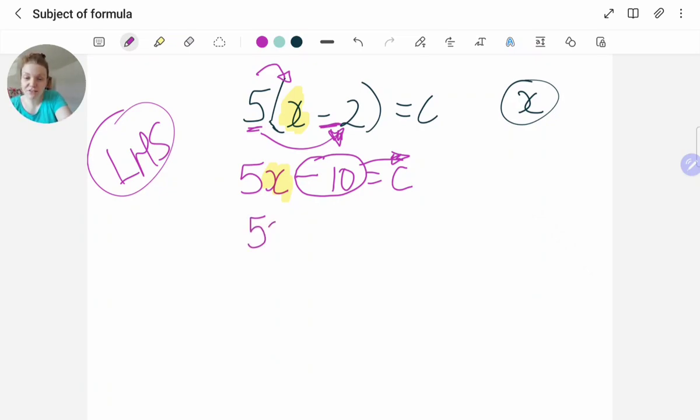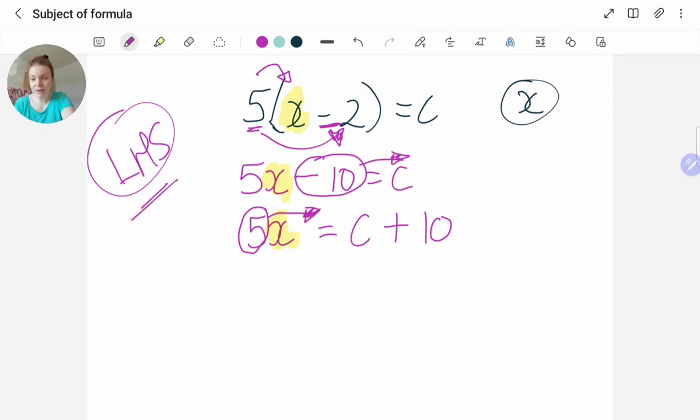So write what's already there, 5x, it didn't move anywhere, equals c, didn't move anywhere, and the minus 10 comes across to become plus 10, okay? We're not there yet because there is now still a 5 beside the x. So what we're going to do is we're going to move the 5 to the other side of the equal sign. If it's being multiplied by x on the left-hand side, it's going to be divided on the right-hand side, okay? Because we're crossing the bridge and we're changing the operation. So we're going to say x equals, now this is the important part, write what's already there, c plus 10, and all divided by 5, okay? The whole thing's divided by 5.